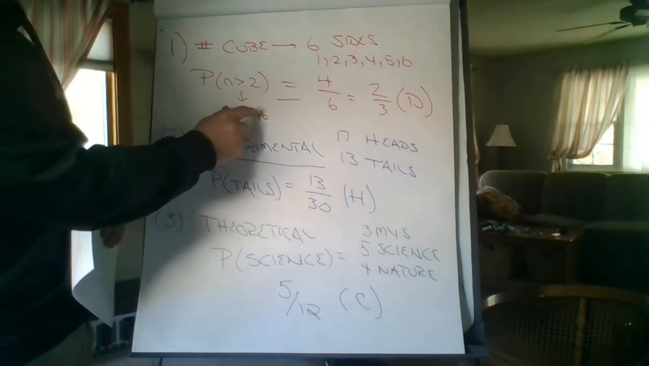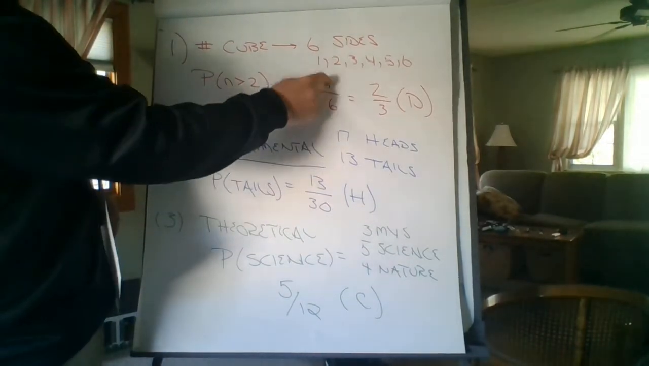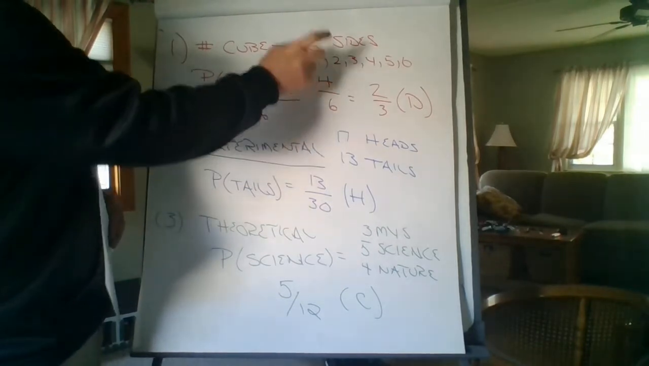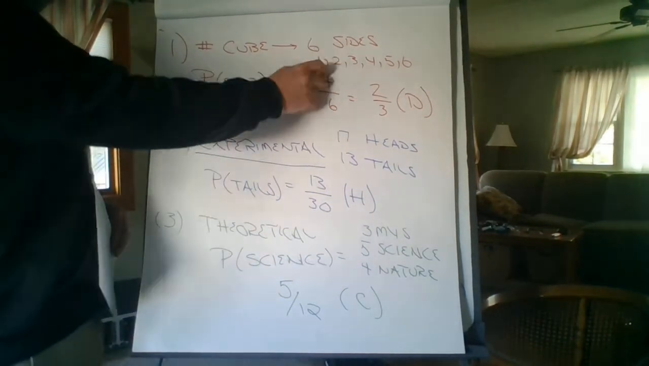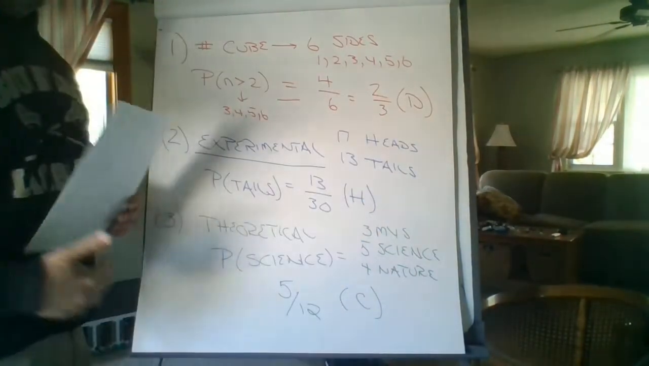So that would be 3, 4, 5, and 6. So that's 4 of them. The favorable outcomes would be 4, over the total number. Since there's 6 sides, that would be 6. 4 over 6 reduces down to 2/3. So your answer would be D as in delicious.